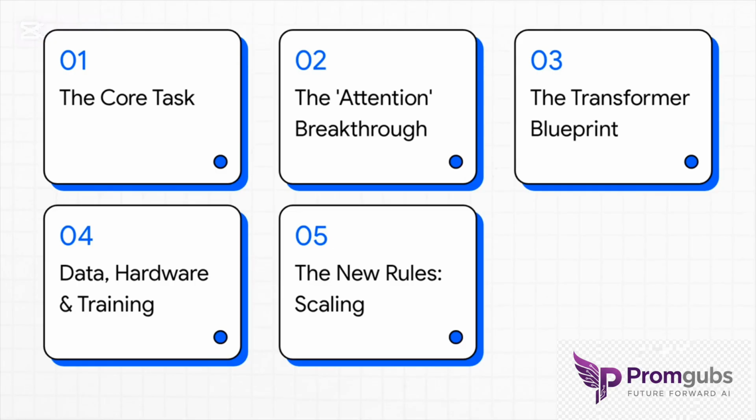So here's the game plan for our explainer. First up, we'll look at the absolute core task of it all, just predicting the next word. Then we'll explore the attention mechanism. That was the breakthrough that basically gave these models a long-term memory. From there, we'll check out the transformer architecture that attention made possible. After that, we've got to talk about the insane amounts of data and hardware required, and we'll wrap up with the scaling laws, which kind of revealed a surprising truth about how to make these models better.